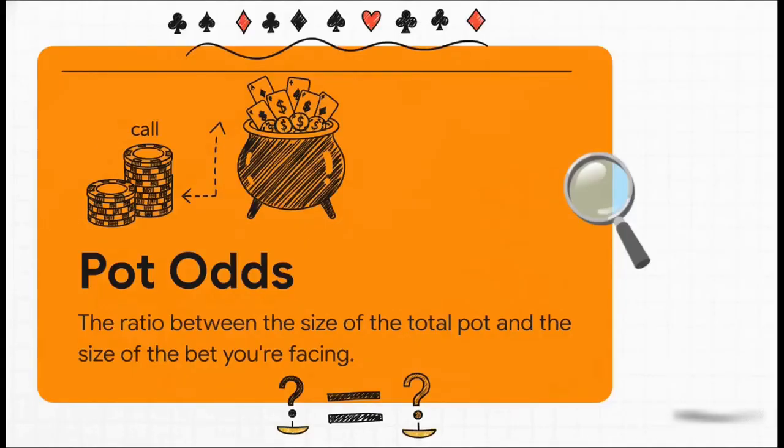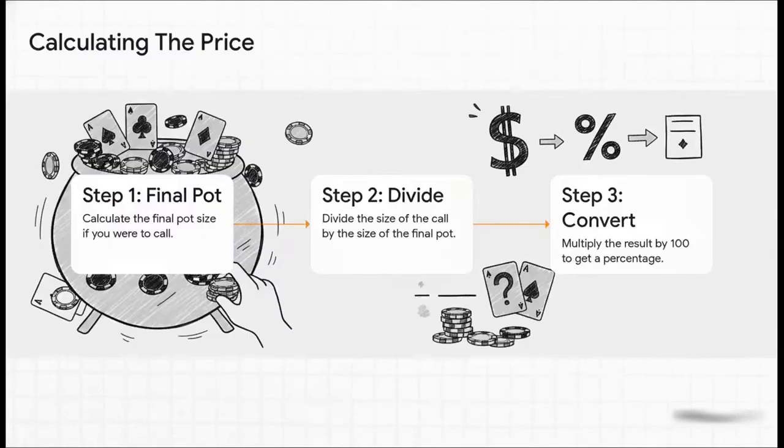Pot odds, it's just a fancy term for the relationship between your risk and your potential reward. You know, how much do you have to risk right now, that's your call, versus how much you could win, that's the whole pot. It's basically the price tag for getting to see the next card. And calculating that price? It's a super simple three-step process. First, you add everything up to find the final pot size. Then, you divide your call by that number. And finally, you turn it into a percentage.